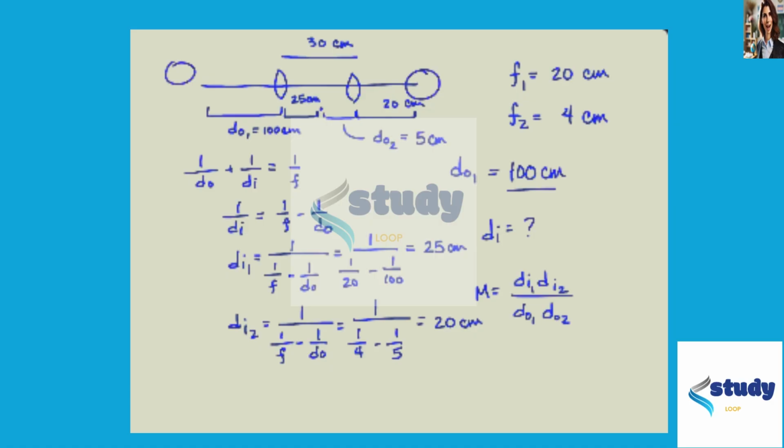Now we want to determine the magnification of this. Because both of these are positive values, we don't have to do anything different here. So this becomes DI1, which was 25, times DI2, which was 20, all over DO1, which is 100, times DO2, which we said earlier was 5. This gets us a magnification of 1.